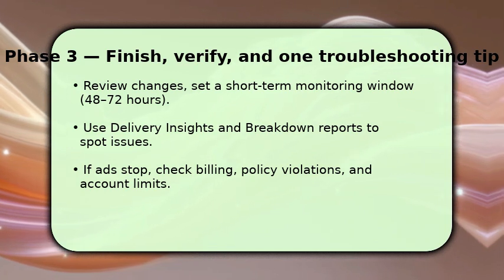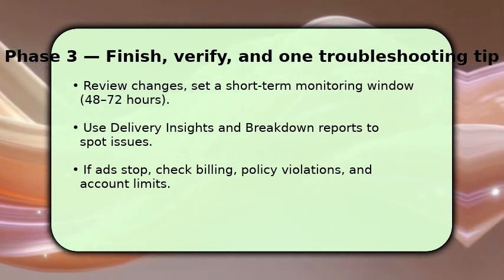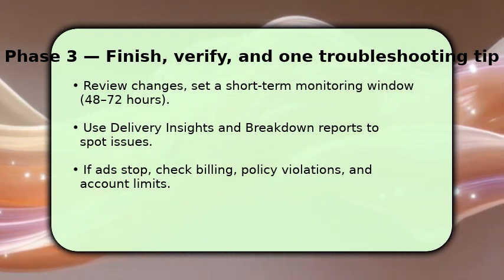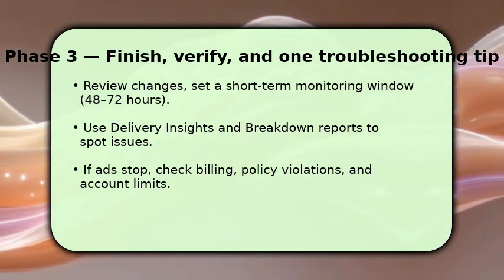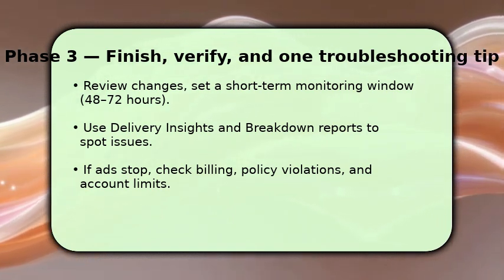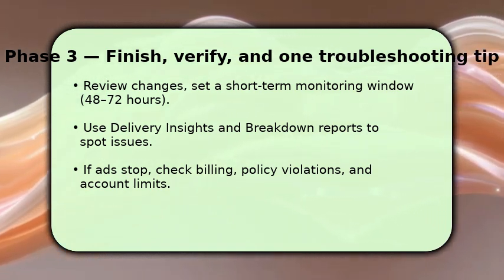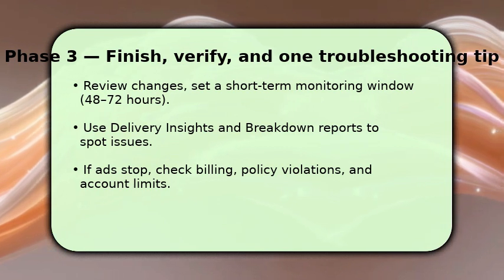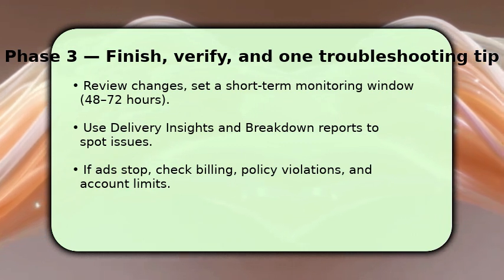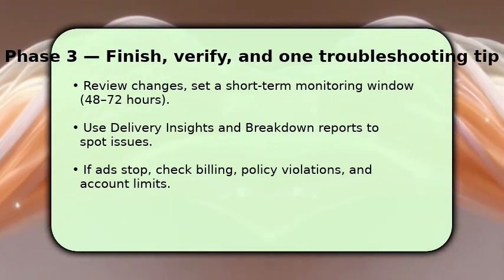Make sure to enable automated rules for pause or scale triggers, and use delivery insights plus breakdowns by age, placement, and device to understand performance shifts. If ads stop running, first check billing and policy violation notices, then look at account spending limits or creative disapprovals. If needed, revert via your CSV backup or restore a duplicated campaign to resume traffic quickly.